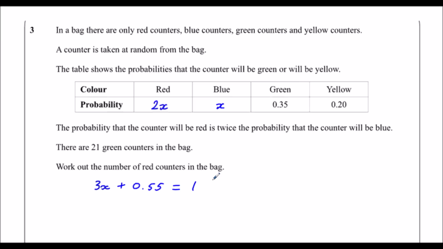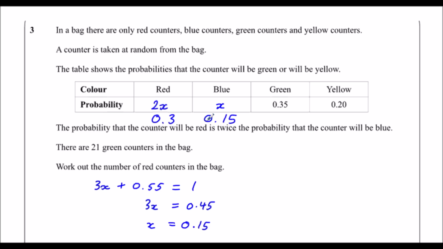So let's take 0.55 from both sides. So 3x is 0.45. Then divide both sides by 3. So 45 divided by 3 is 15. 0.45 divided by 3 is 0.15. So that's x, so that's blue. And double that is red, which is 0.3.